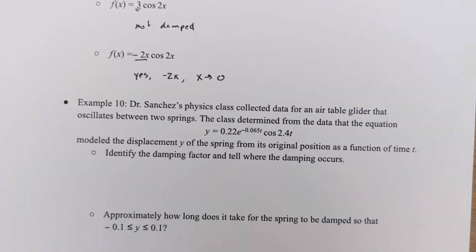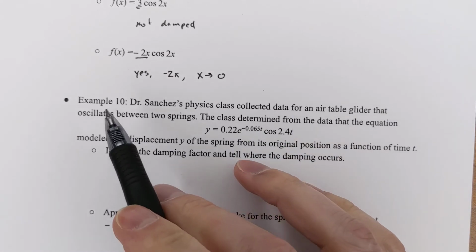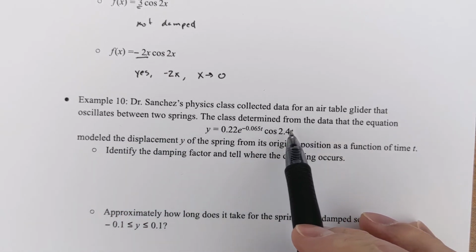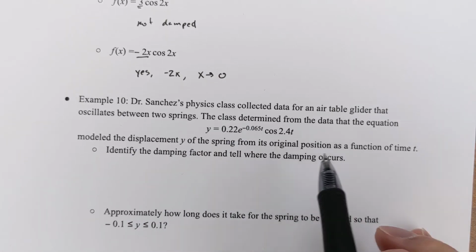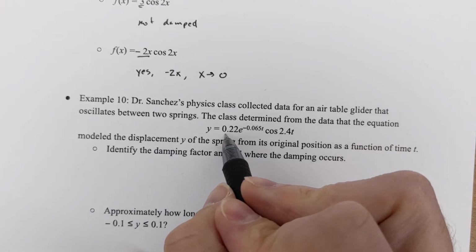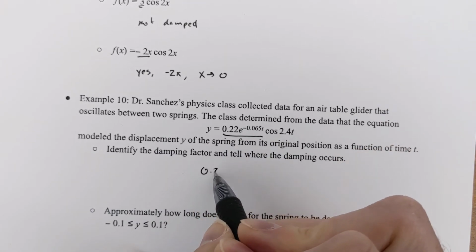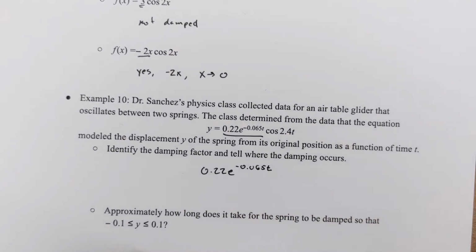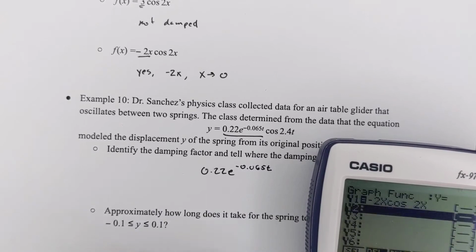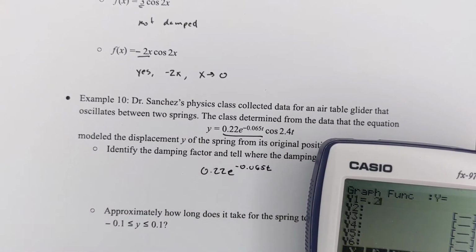Okay, Mr. Sanchez's physics class collected data for an air table glider that oscillates between two springs. The class determined the equation, modeled the displacement y of the spring from its initial position as a function of time t. Identify the damping factor. Well, that part is the damping factor. To tell where the damping occurs, we'll look at the graph. So 0.22 e to the negative 0.065, use x instead of t, cosine 2.4x, which the calculator doesn't care about.